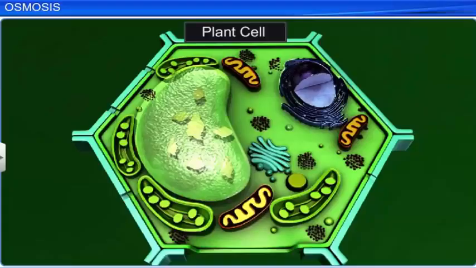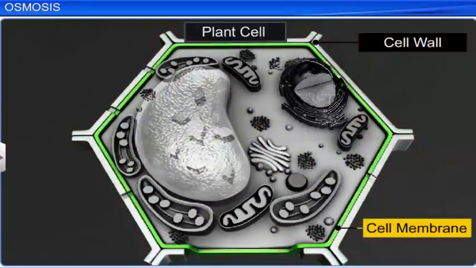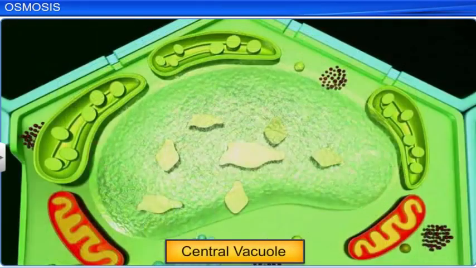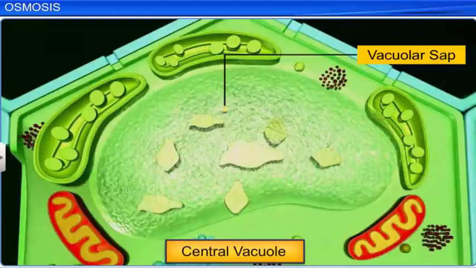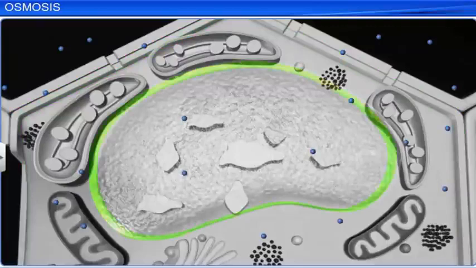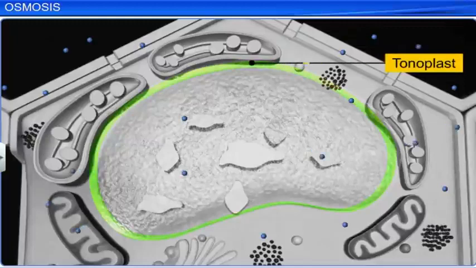A plant cell is bounded by a cell wall and a cell membrane. It also contains a large central vacuole. This vacuole contains a vacuolar sap that contributes to the solute potential of the plant cell. While the cell wall is freely permeable to water and other substances, allowing them free movement, the cell membrane, on the other hand, is a semi-permeable membrane. The cell membrane, together with the vacuolar membrane, which is also called tonoplast, determines the movement of molecules in and out of the plant cell.